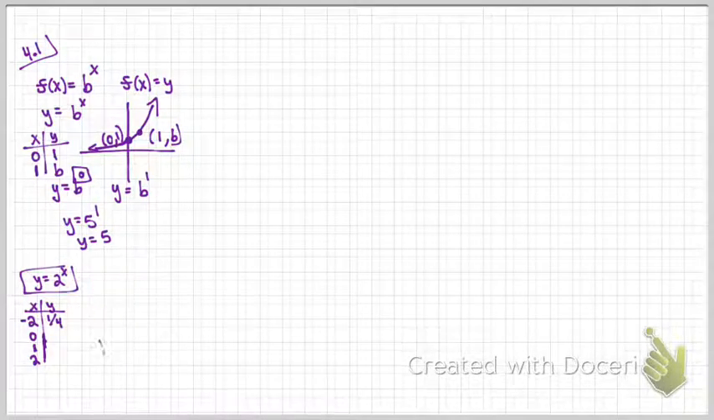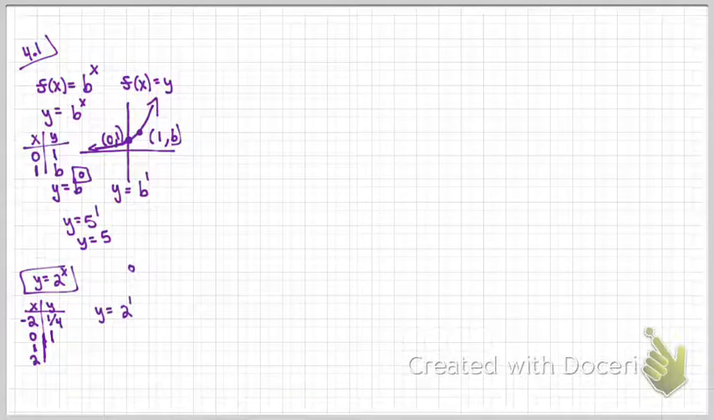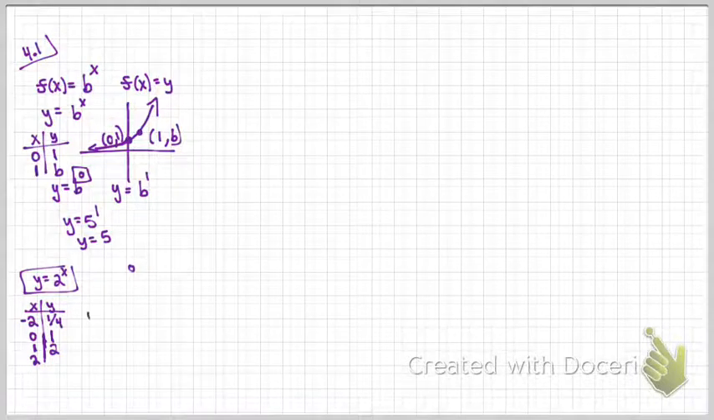If you're plugging in 0 into the equation, you're going to have something else. So you're going to have y is equal to 2 to the 0. And again, any exponent to the 0 power is just going to be 1. So in this case, you have the coordinate 0, 1, because 2 to the 0 just equals 1. Next, we're going to plug in a positive 1 into our equation. So you have y is equal to 2 to the first power, which will be 2. Last number that we chose to plug in is 2. So you have y is equal to 2 squared, or 4.